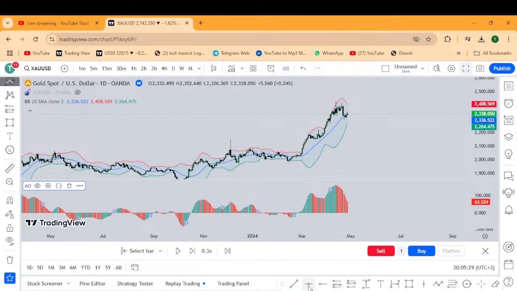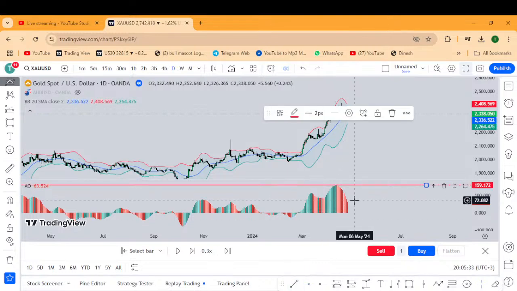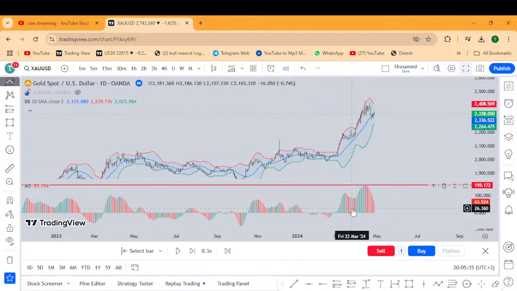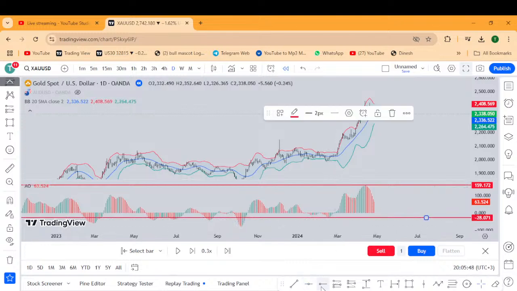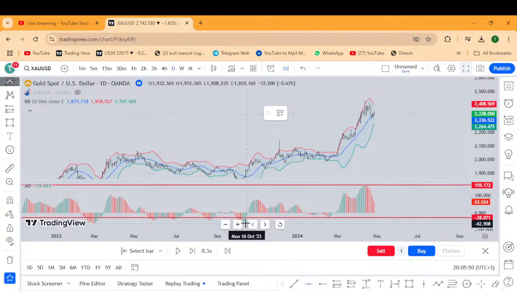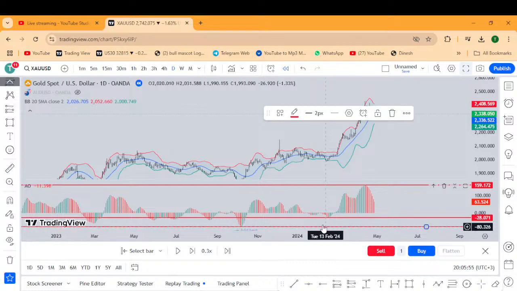So what I'll do, I'll mark this area here with the horizontal line. This is now on the side of the resistance, and on this side of the support, there's this one here, and then also we have this level here. Pay much attention to this. This one is key. You will thank me later.